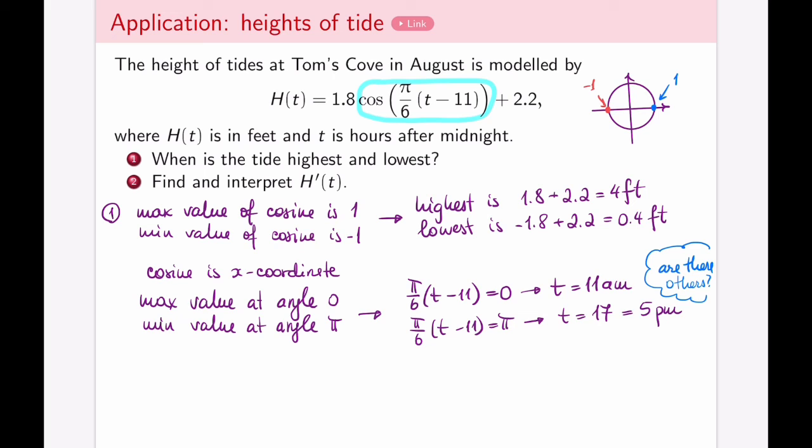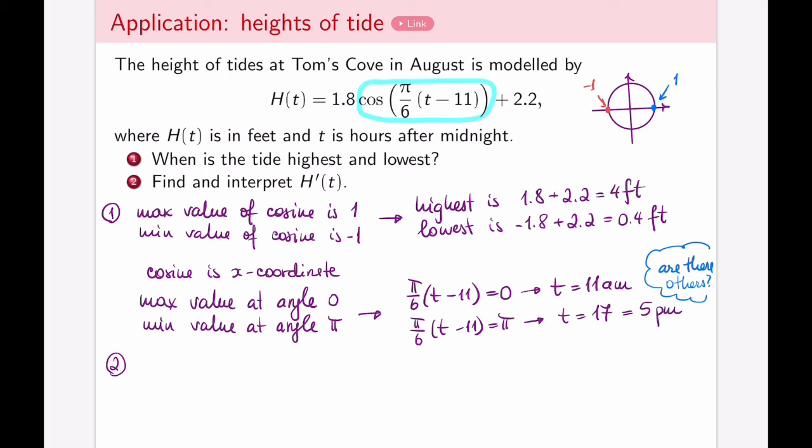So think about how will we compute these various other occurrences of the needed angle and how many of them I have to actually take care of. Okay, think about that. This is a little bit of the homework for you. Let's take a look at the second part of this question here. Find and interpret h prime of t.